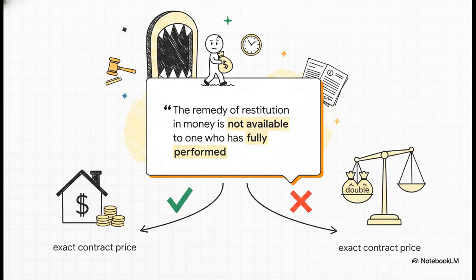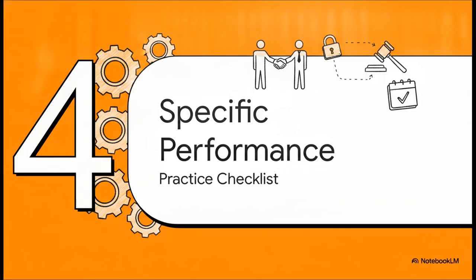But wait, there is a huge glaring trap here called the full performance exception from the Oliver v. Campbell case. If you have already finished 100% of the job and the only thing left is for the other person to pay you a set agreed-upon price, you cannot use restitution. You must sue for that exact contract price. You can't suddenly claim your services were worth double the contract just because they paid you a few days late. Keep that in mind.